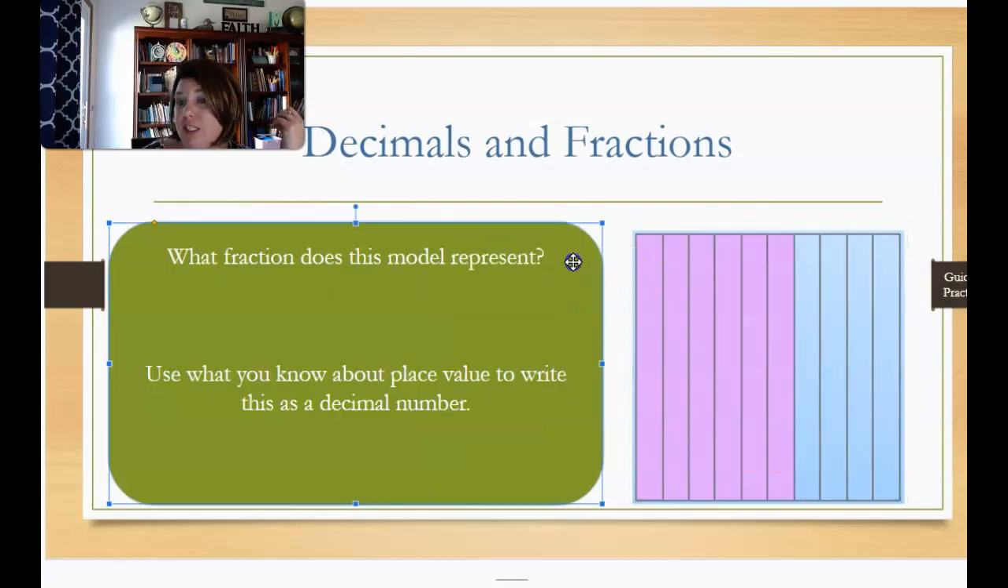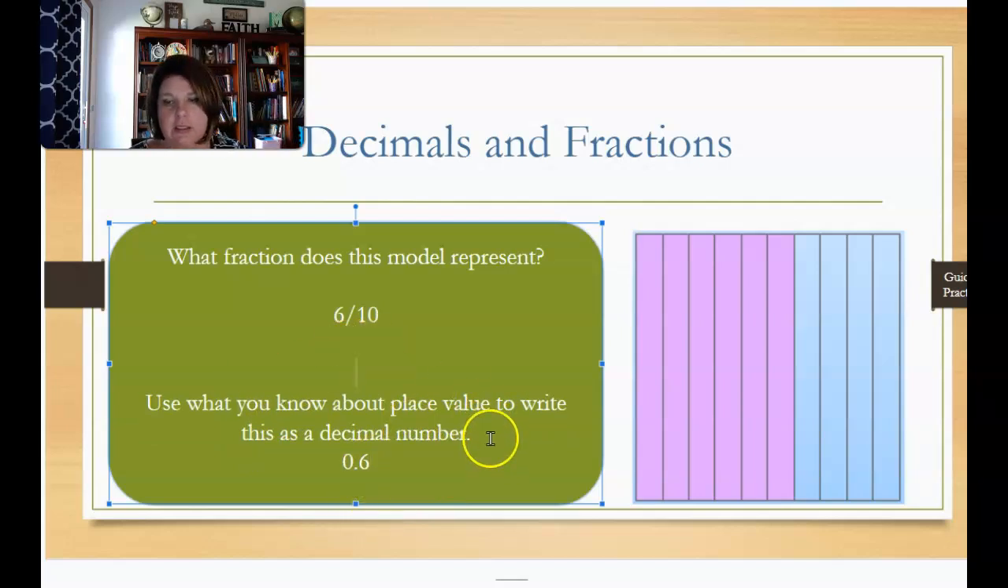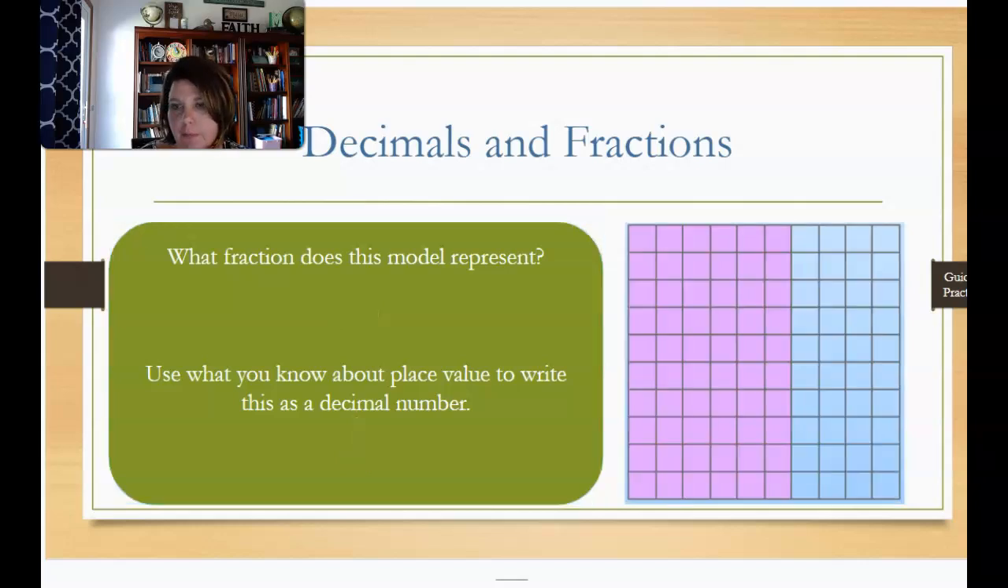What fraction does this represent? 1, 2, 3, 4, 5, 6 out of 10. That represents 6 tenths. Let's put that in a decimal place, and we end up with 0.6. Okay, I know this is a long time to watch a video, but I'm going to wrap things up and let you guys show me what you know.